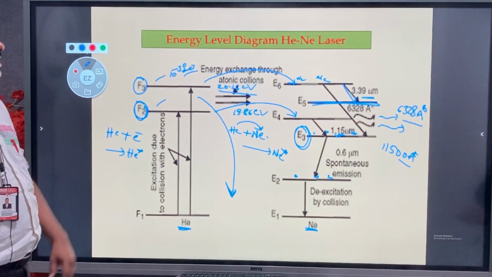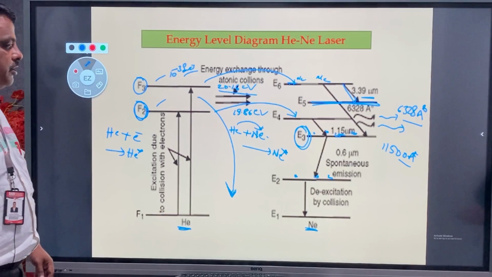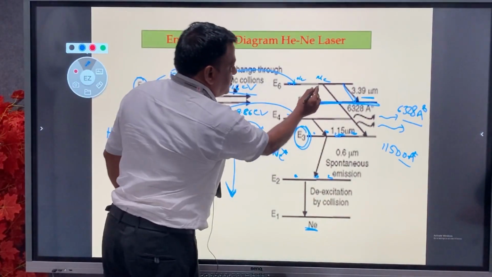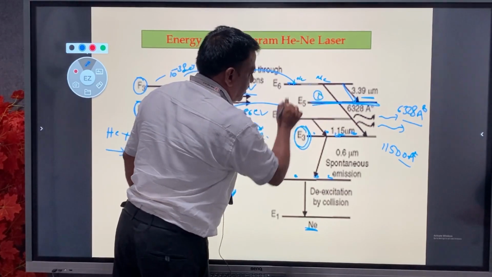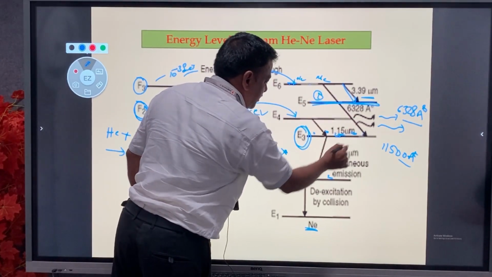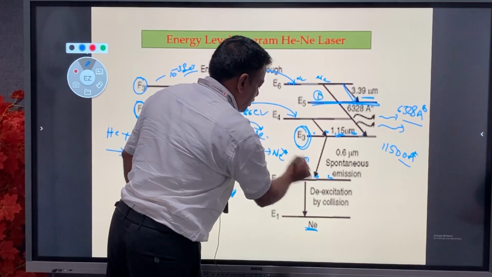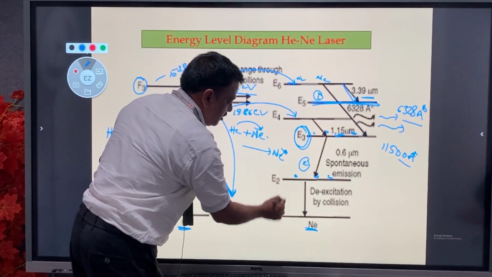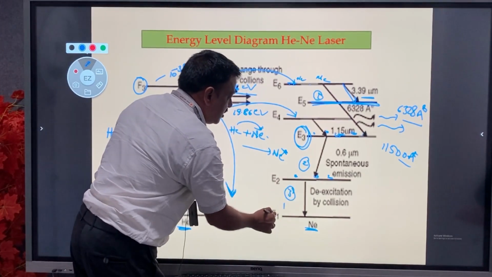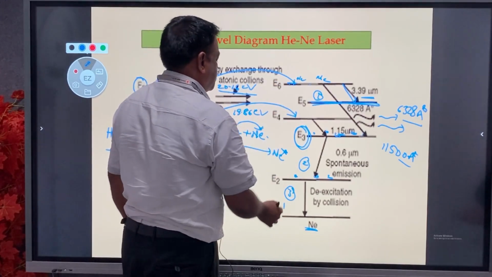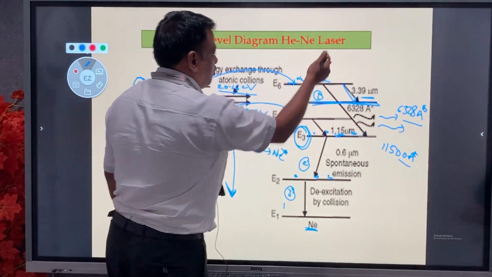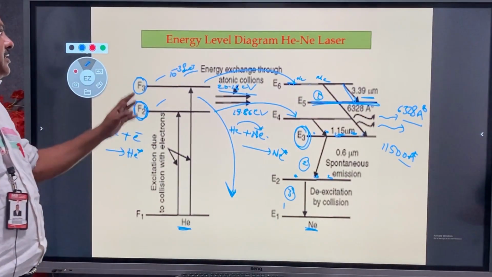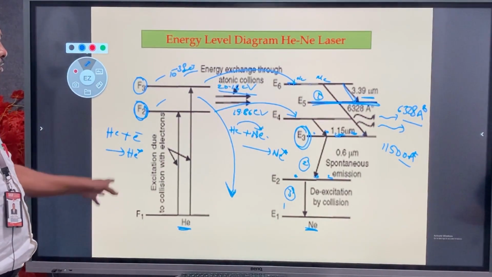Here the helium-neon laser is a 4-level laser system. How do we consider 4 levels? E1 to E6 is the first transition, then the second transition, the third transition, and the fourth transition. First, second, third and fourth. So this is the 4-level laser system. The helium-neon laser is a gaseous laser and a 4-level laser system.